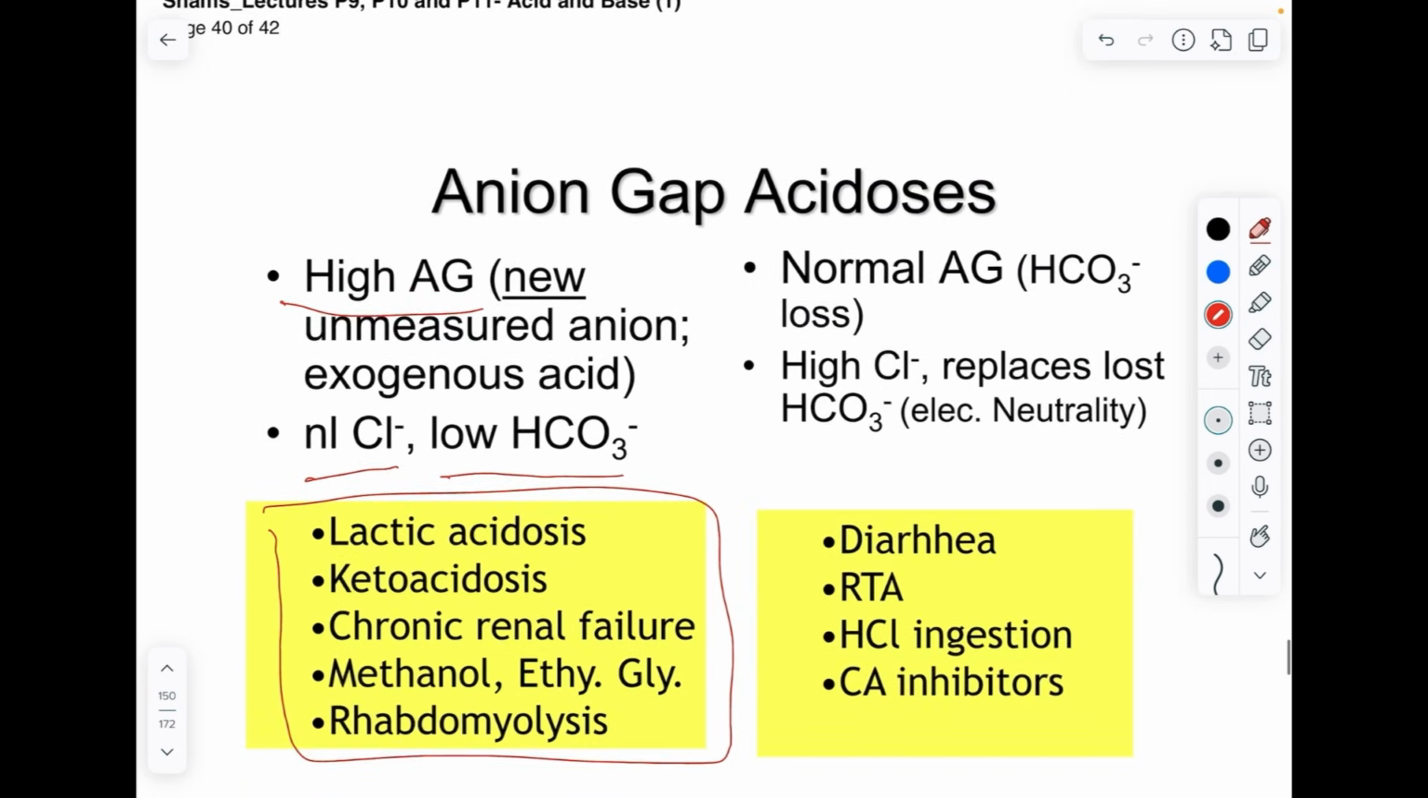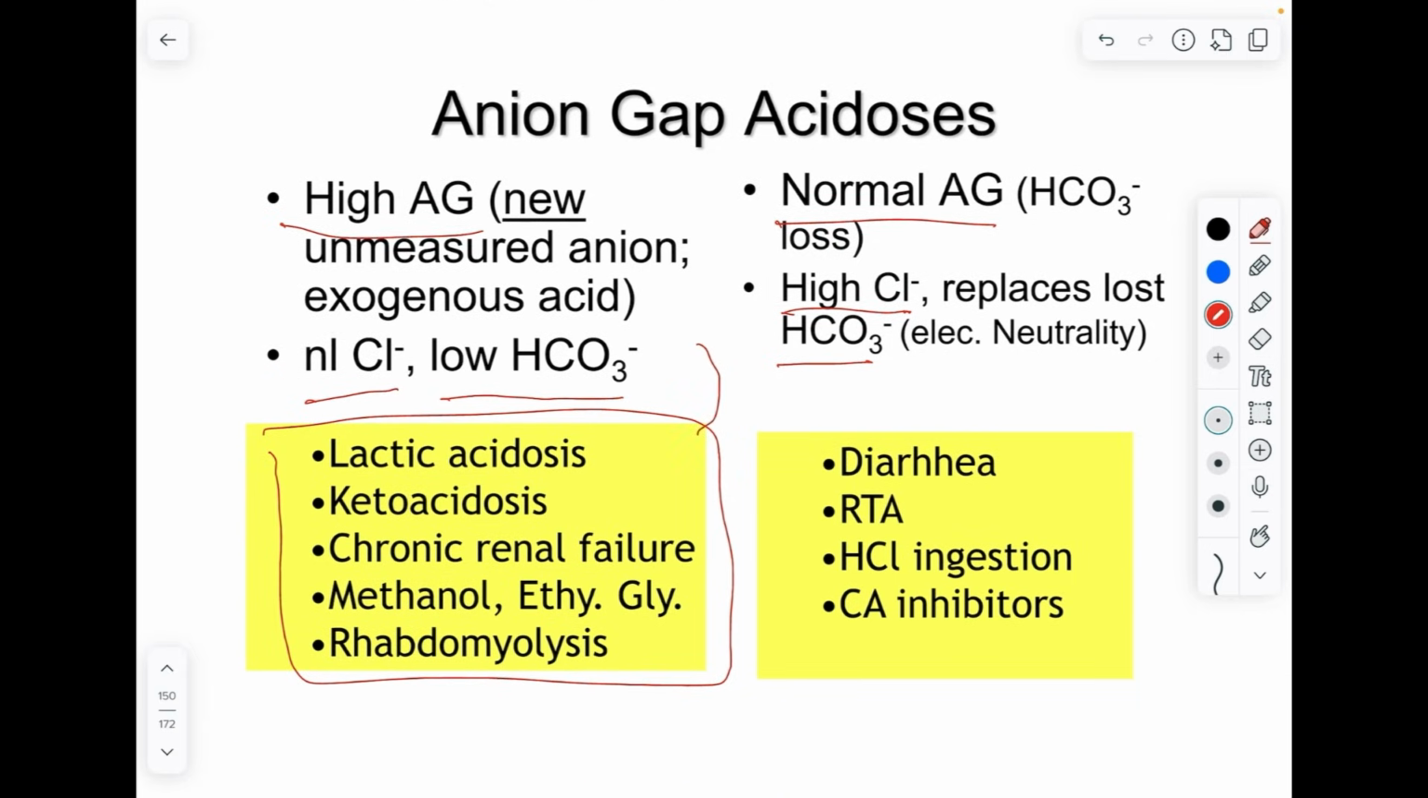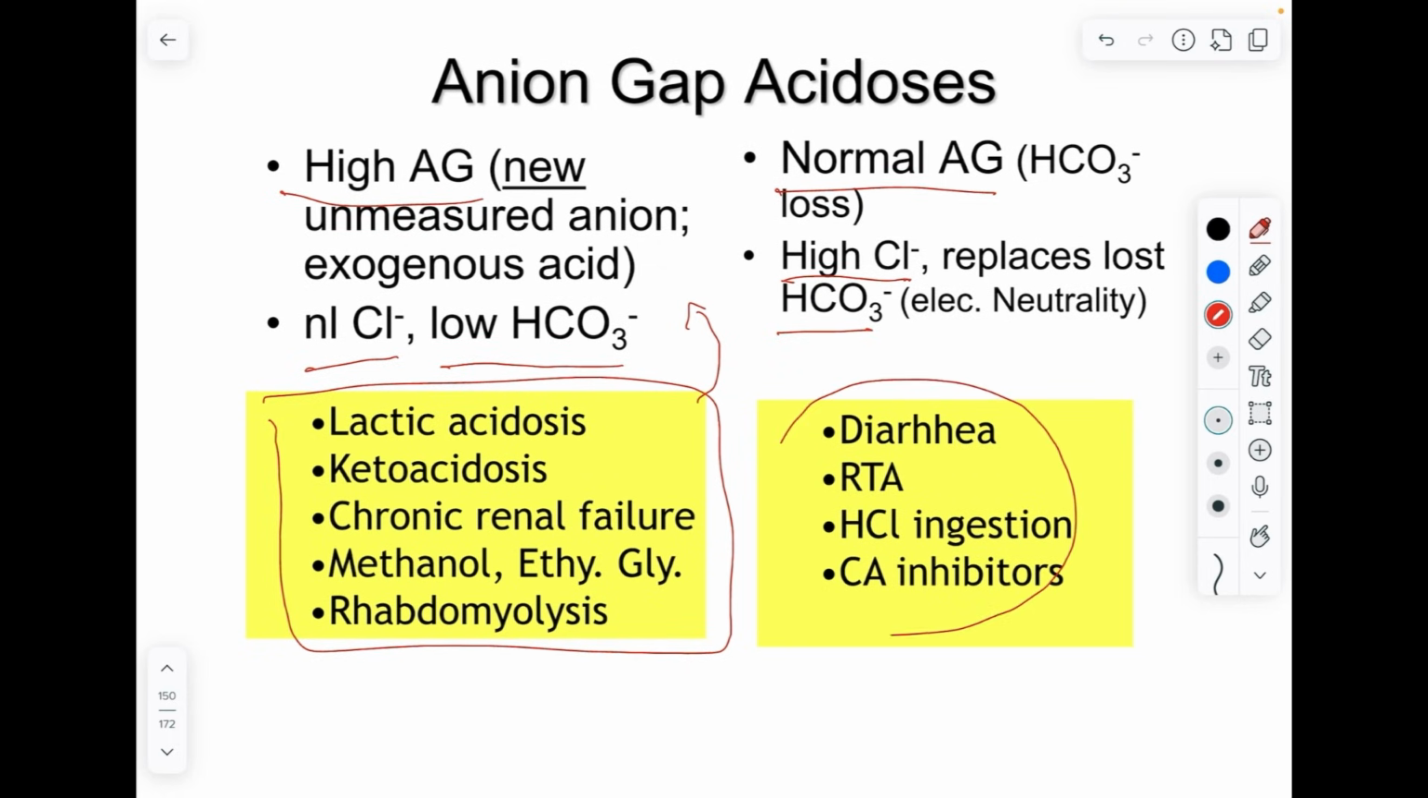Okay? Now, you could also have some problems where they have normal anion gap. And that's when we have high chloride and still low bicarbonate. What changed? The high chloride. It compensated for the loss of bicarbonate. These are the problems that are associated with the high anion gap, and these are the problems that are associated with normal anion gap.